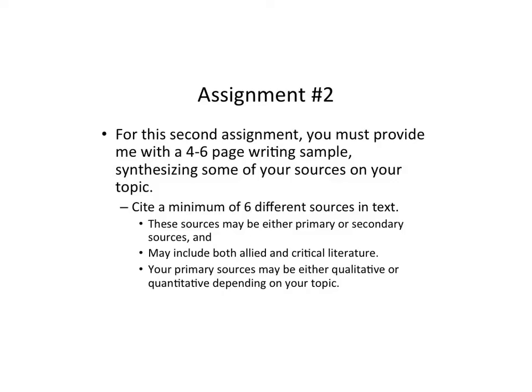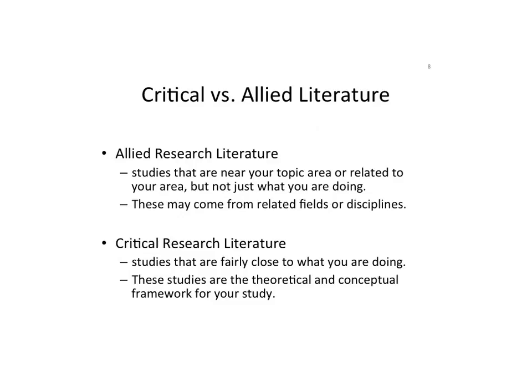So for assignment 2, you're going to have to give me a 4 to 6 page writing sample synthesizing your sources. You'll have to make sure you cite 6 different sources in text. They can be either primary or secondary, but they have to be mostly primary, and look at the assignment for the requirement. You must include both allied and critical literature, which we'll talk about in a second, and your primary sources can be either qualitative or quantitative in nature.